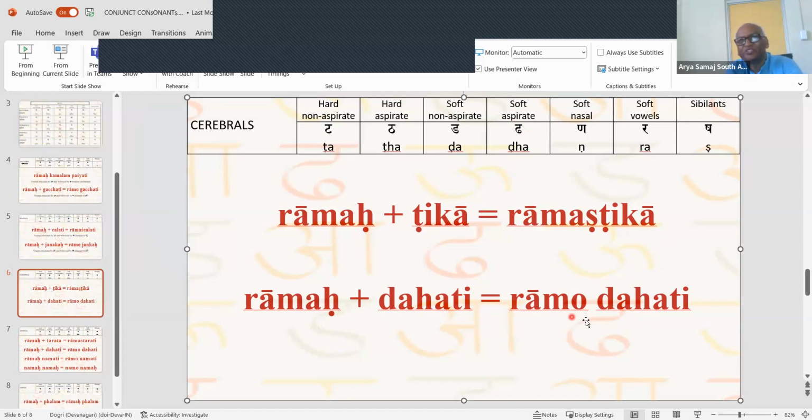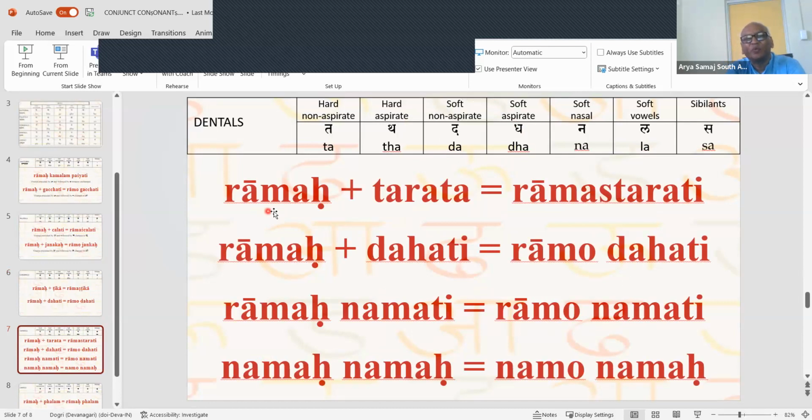Right. Now the next one, same rule again. Now we're working with the dental. Look at this: Ramaha plus tarati. Tarati means Ram swims. Ramaha tarati, Ramas tarati. A little error there. This should not be tarata, it's tarati. Just pardon me, people, a little error slipped by. So just correct it: Ramaha tarati, Ramas tarati.